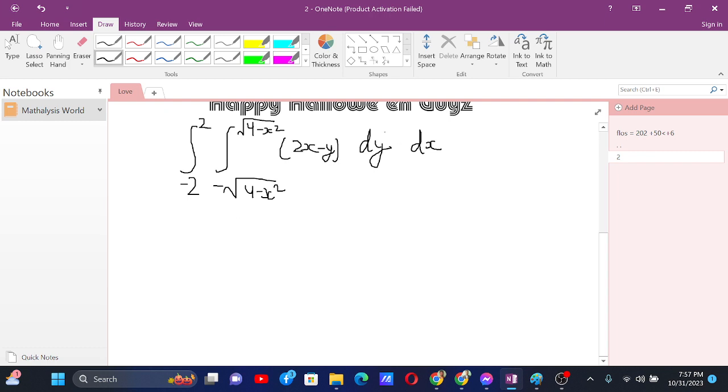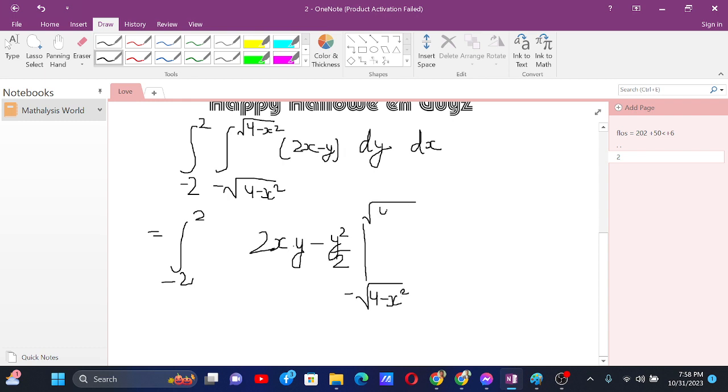So let's begin. We have to first integrate with respect to y. If we do that, we have to treat x as a constant. So 2x is a constant, and with respect to y, we will have 2x times y. And over here, y is a variable, and that gives us y square by 2. And the limits of integration are from negative root under 4 minus x square to positive root under 4 minus x square.